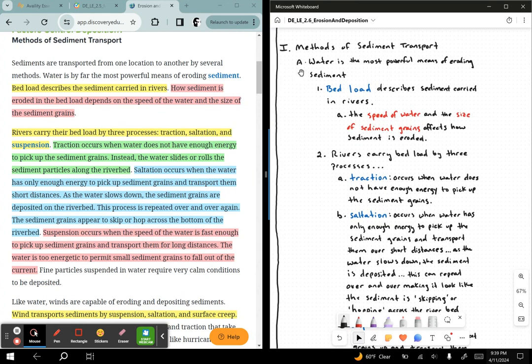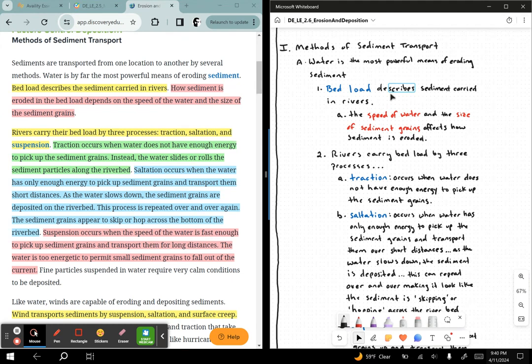Letter A. We're going to start with the most powerful, the most common erosional agent out there, water. When we're talking about water, you might think about rivers, for example. You could think about oceans and waves and things like that. But we'll focus on the river here. There's a term called bed load, and bed load, as you can see here, describes the sediment that's carried in a river.